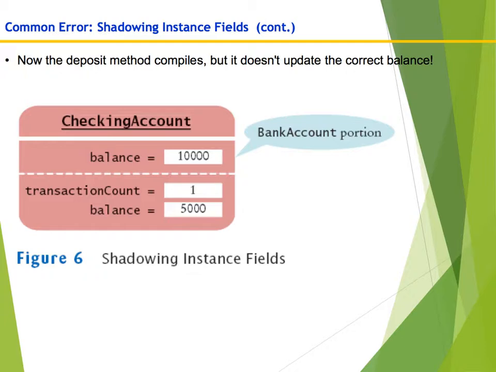This mistake is called shadowing instance fields. So we have two different balances. The first one is the balance of the superclass bank account, and this one is the balance that you define inside the body of checking account class. So when you are calling the deposit method, it doesn't update the correct balance. It updates the balance that you have inside your checking account. However, you expect that it changes the bank account, which is not the case. That's why shadowing instance fields cause errors.